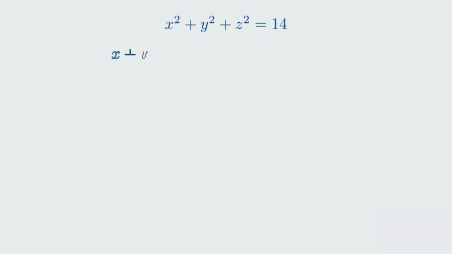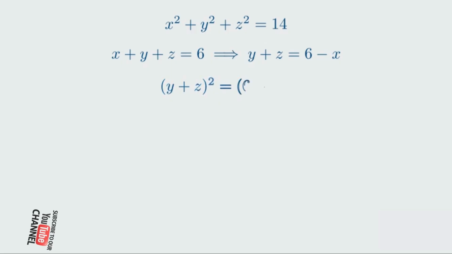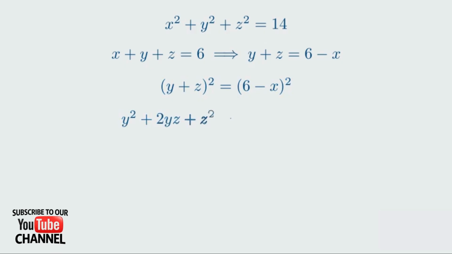The second equation, x plus y plus z equals 6, tells us that y plus z must equal 6 minus x. Let's square both sides of this expression. This will give us a term that looks like part of our first equation. Squaring both sides gives (y plus z) squared equals (6 minus x) squared. Expanding both sides, we get y squared plus 2yz plus z squared equals 36 minus 12x plus x squared.